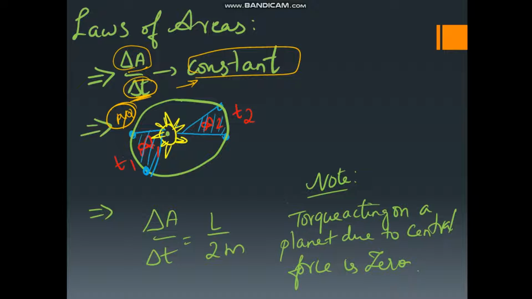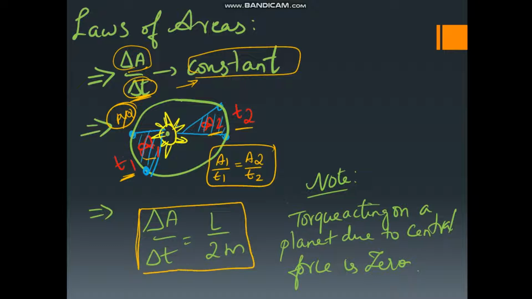If it is covering an area A1 in time T1 and A2 in time T2, then A1 by T1 is equal to A2 divided by T2. This is the equation you can write from Kepler's law of area, and delta A by delta T is equal to L by 2m. This is a very important formula, where L is the angular momentum.